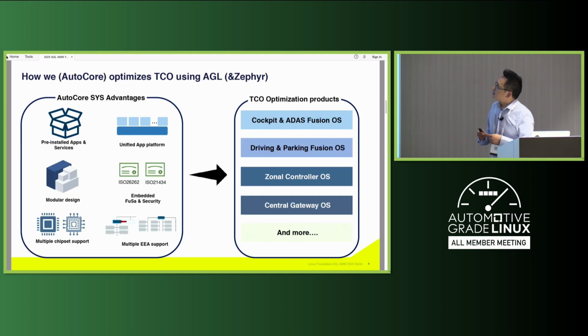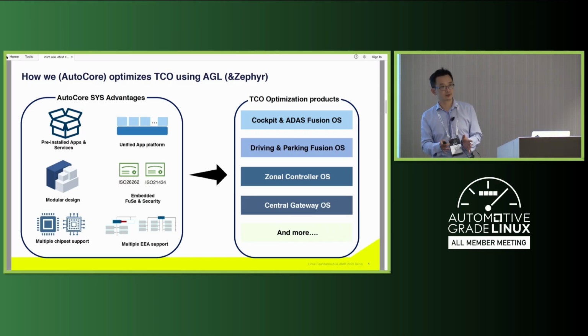Now, this is how we optimize the total cost of ownership by utilizing HL and Zephyr, which I put in the bracket there, because I will be talking about two different types of zonal controller. One type of zonal controller, as the next graph will show, gets more power, more juice from the silicon you use. So that's likely to be an MPU with a SoC. So you have multi-core, big core and small core, not just the M core or R core in the ARM world.